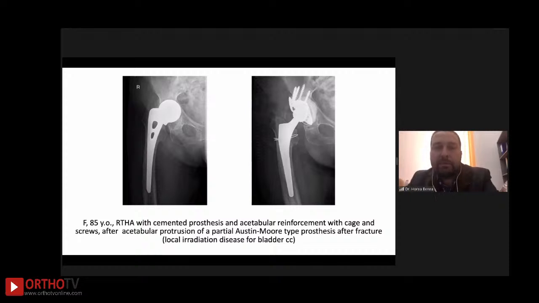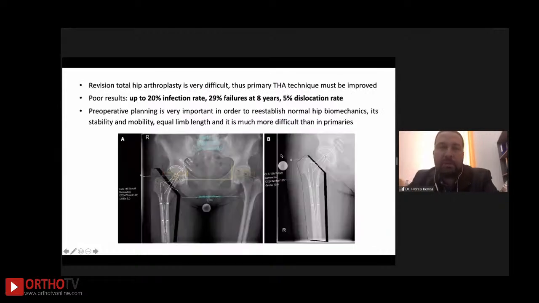She had irradiation disease for a bladder carcinoma, and after that, on the local osteoporosis, she suffered a protrusion of the implant in the acetabulum that we had to revise with a cemented cage and a cemented cup on a reinforcement cage and also a cemented stem, and she is doing very well.